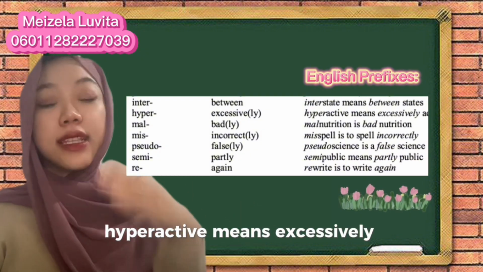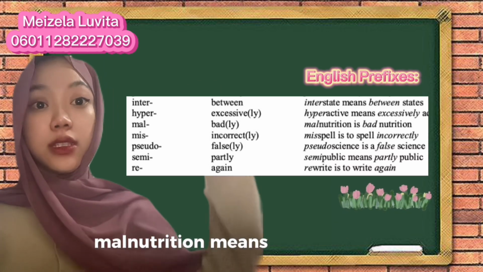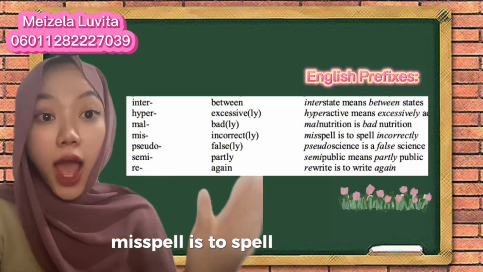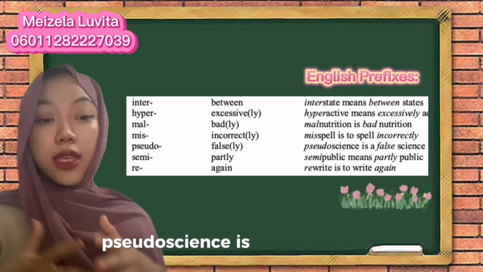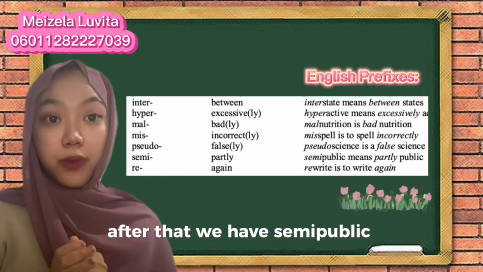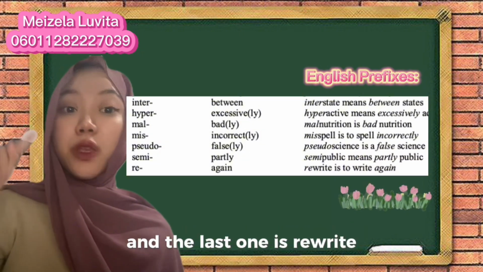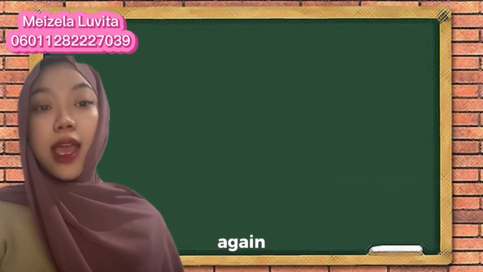Hyperactive means excessively active. Malnutrition means bad nutrition. Misspell is to spell incorrectly. After that, we have pseudoscience, which is a false science. After that, we have semi-public, which means partly public. And the last one is rewrite, which stands for to write again.